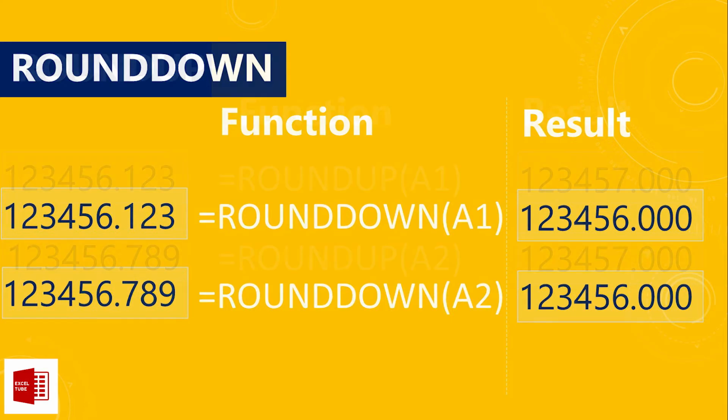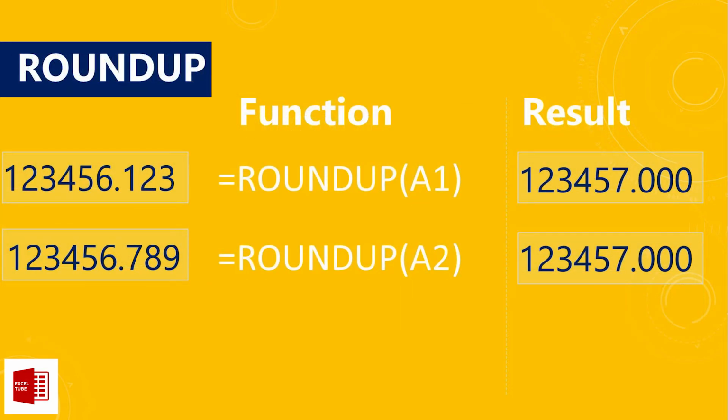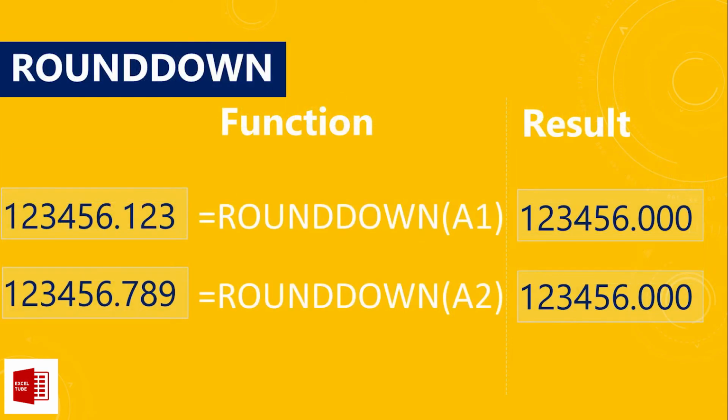When we use round up, even if the decimal points were 0.123, which is less than 0.5, still the amount will be rounded to 123,457. As I mentioned earlier, you can define the number of decimals or put 0 or even use a negative number.